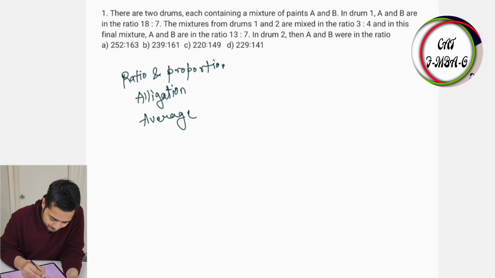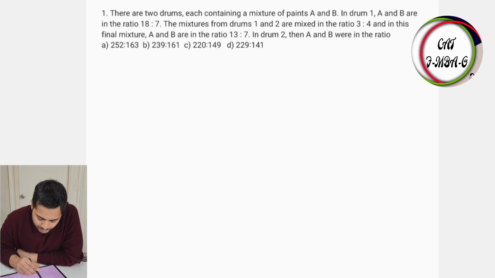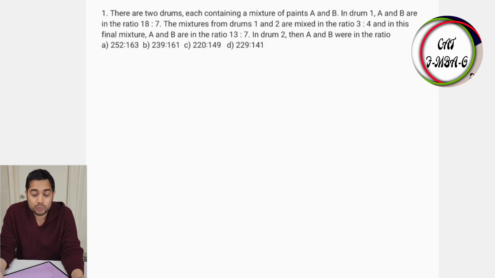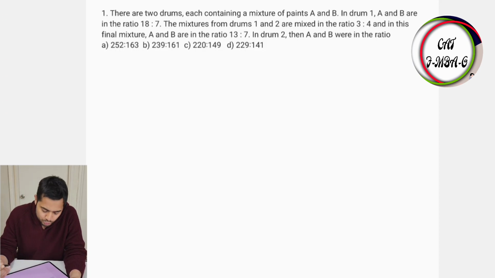So let's begin. Question number 1. There are two drums each containing a mixture of paints A and B. In drum 1, A and B are in the ratio 18:7. The mixtures from drum 1 and 2 are mixed in the ratio 3:4, and in this final mixture A and B are in the ratio 13:7. So we have to find out in drum 2 what is the ratio of A to B.